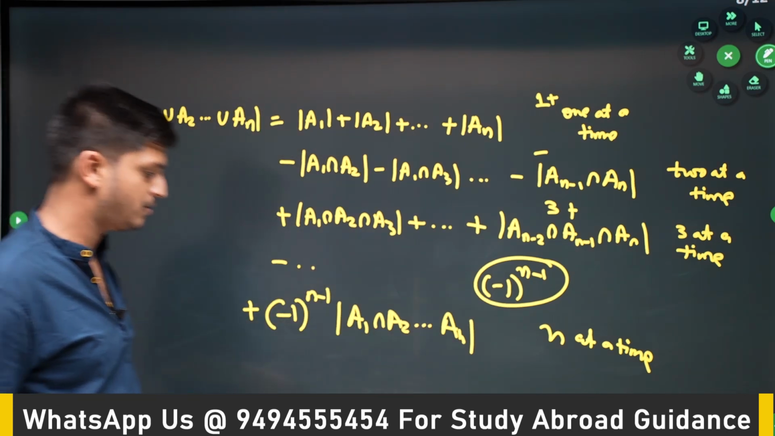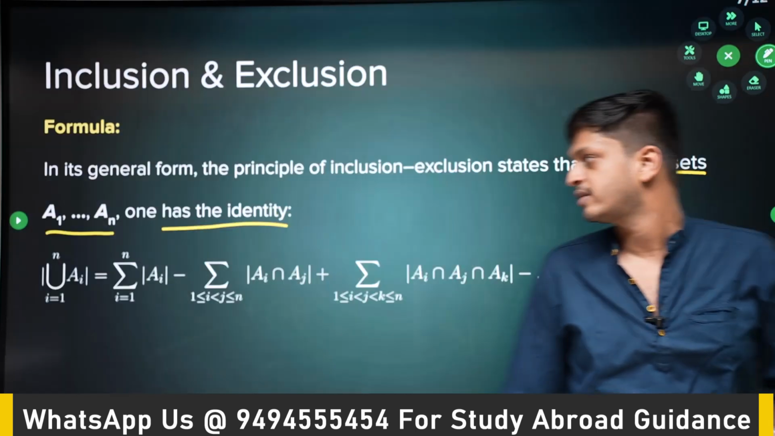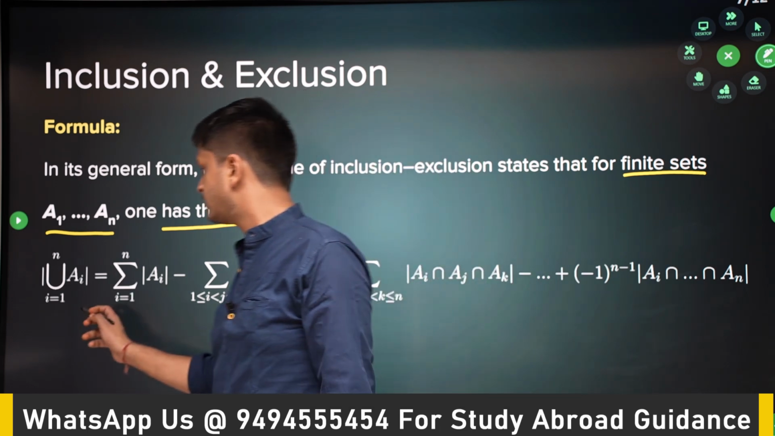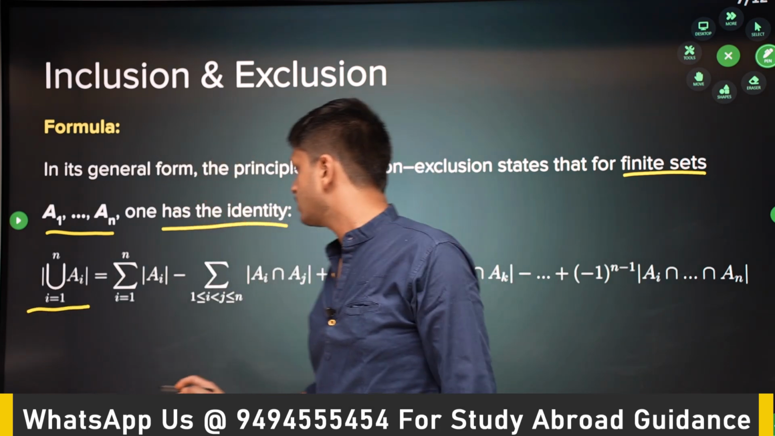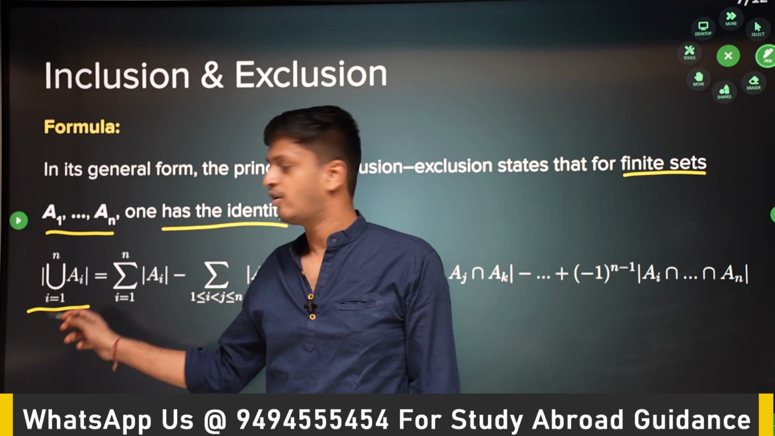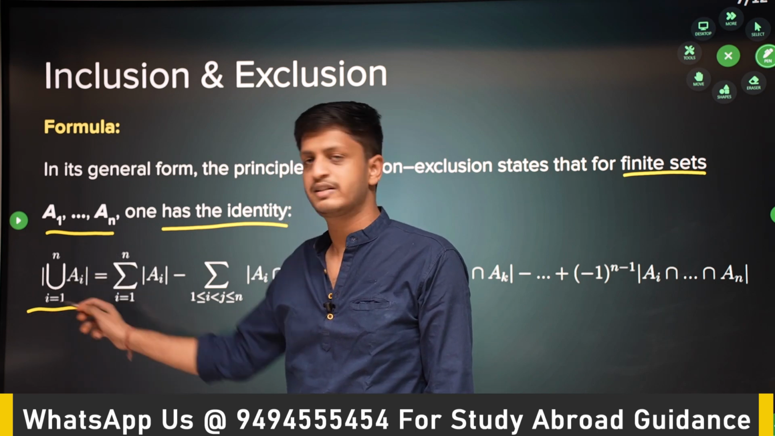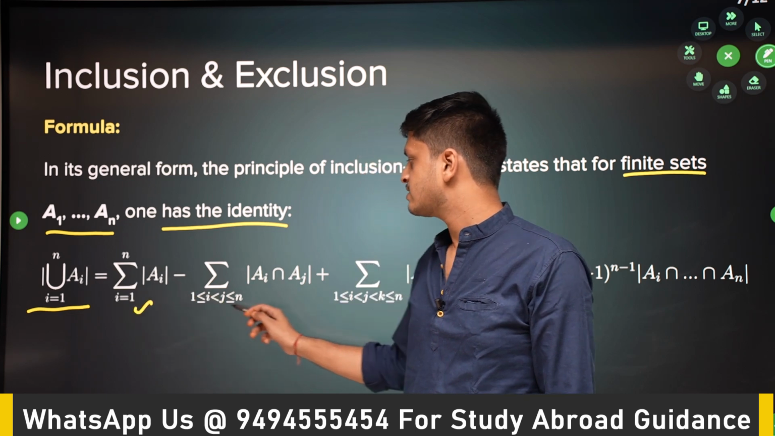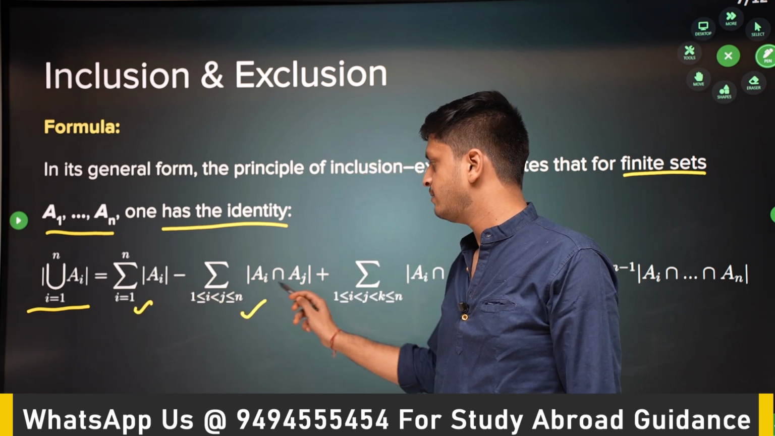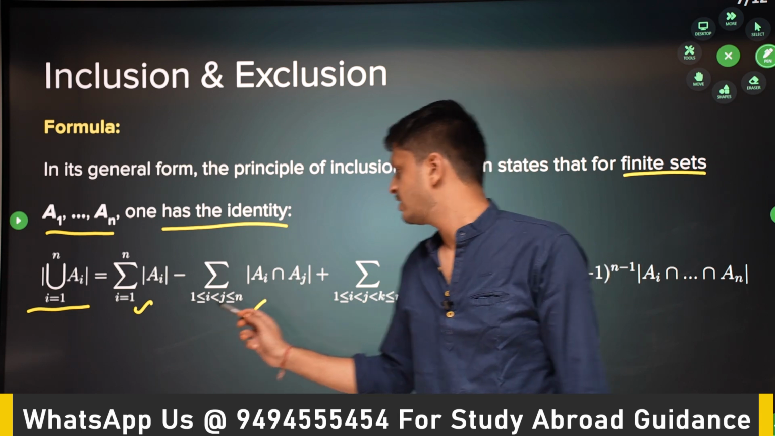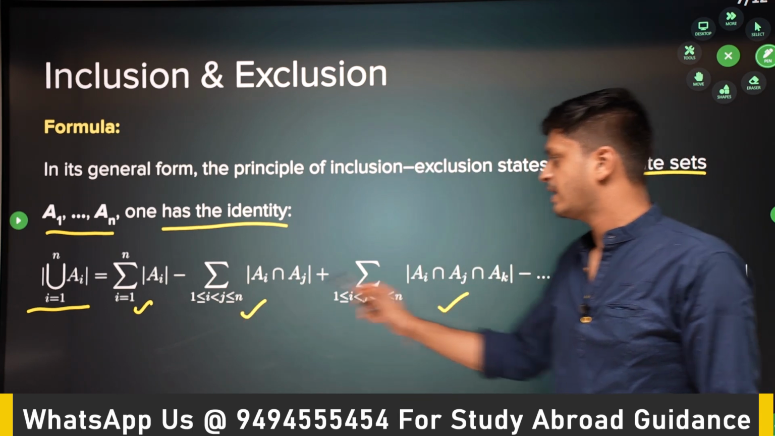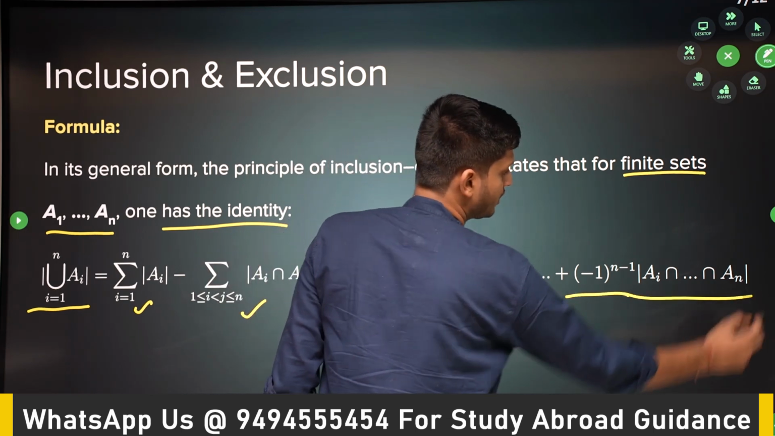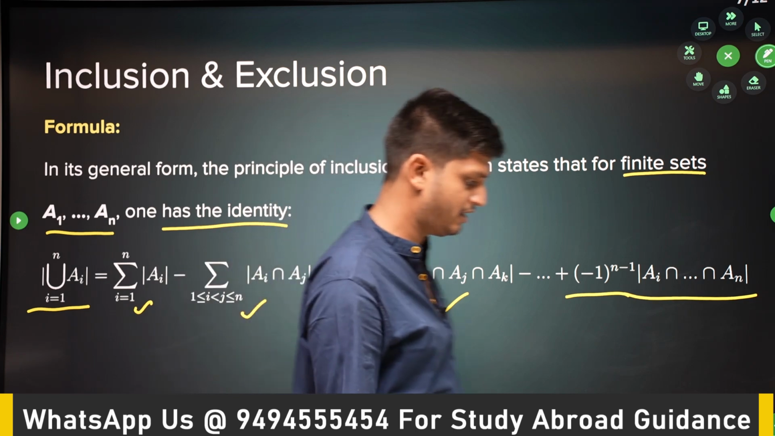So this is the inclusion-exclusion principle, and it is written beautifully here. So the cardinality of union of n sets A1 union A2 union A3 is equal to sum of cardinalities taken one at a time, minus sum taken two at a time, Ai intersection Aj for all i, j, plus taken three at a time, minus plus minus and so on, and the last term is minus 1 to the power n minus 1, taken all at a time. Okay, we just saw it.